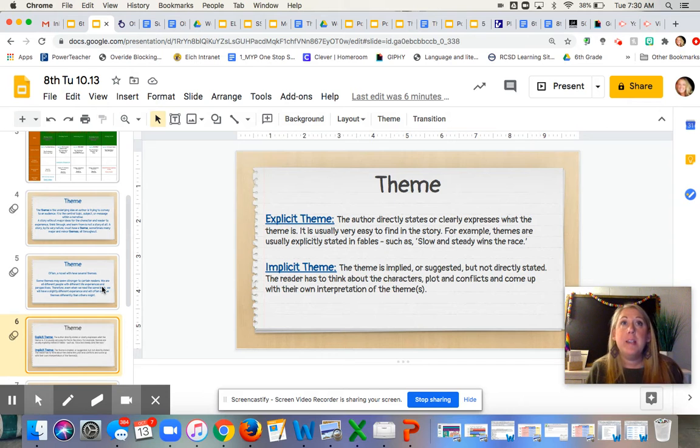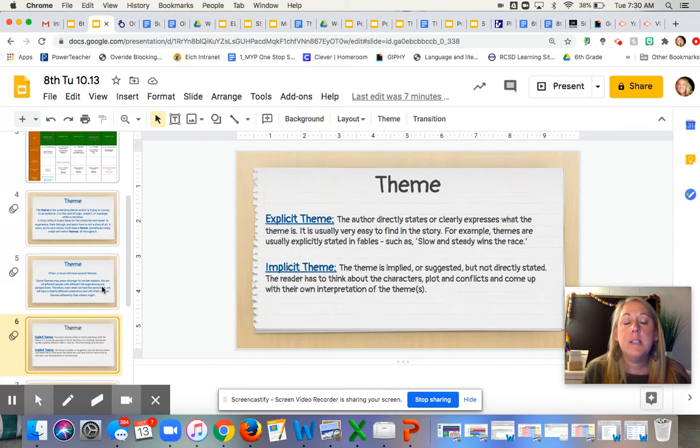Okay, and there's two ways that the author states the theme. Explicit theme is not very common in novels, and especially in novels for older readers, but that is where the author directly states or clearly expresses what the theme is. You don't have to do a lot of thinking on your own. The author tells you what it is. So it is usually easy to find in the story. Okay, the author makes it that way. For example, themes are usually explicitly stated in fables, such as slow and steady wins the race, which is the theme of The Tortoise and the Hare.